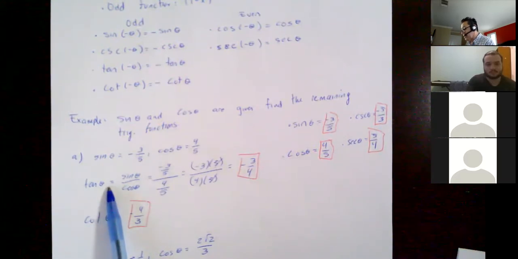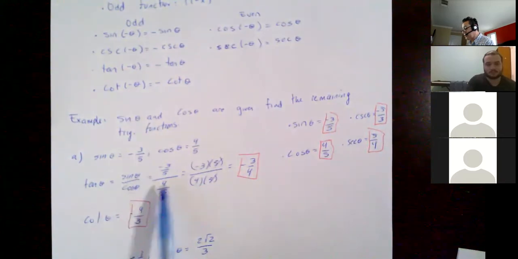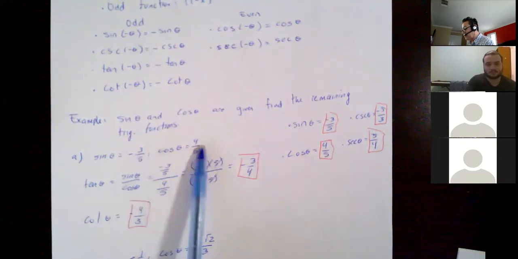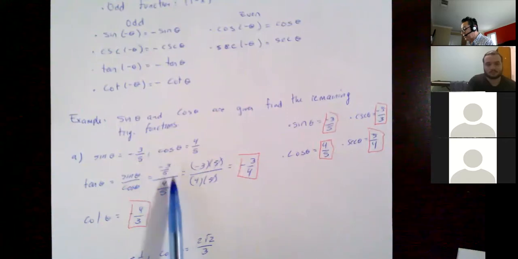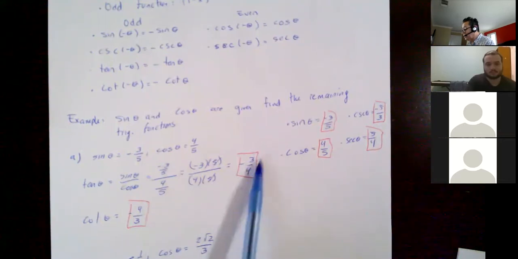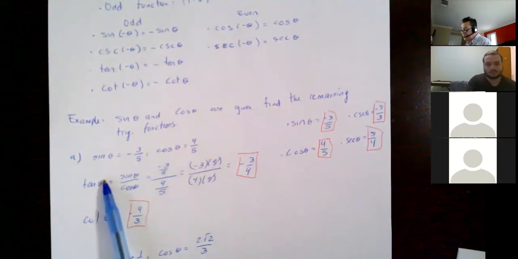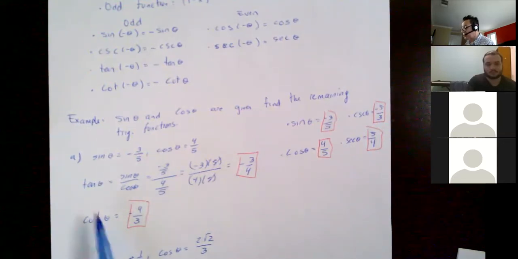We know that the tangent is the same as sine of theta over cosine of theta. Since we have the values of sine and cosine, we plug in these values here. We're dividing two fractions, and we end up with -3/4. Since we know the tangent, and we know that the cotangent is the reciprocal of the tangent, okay?